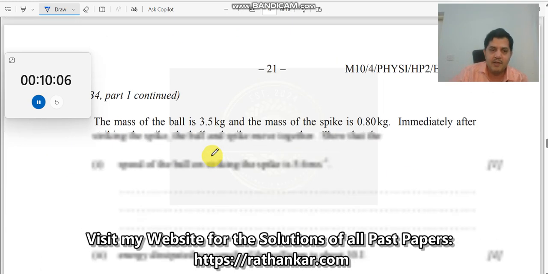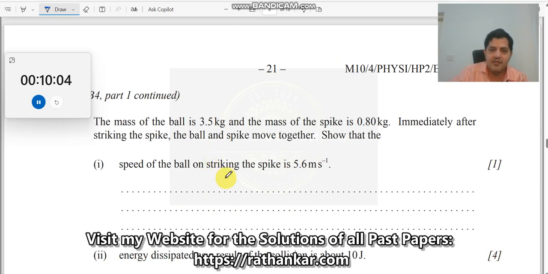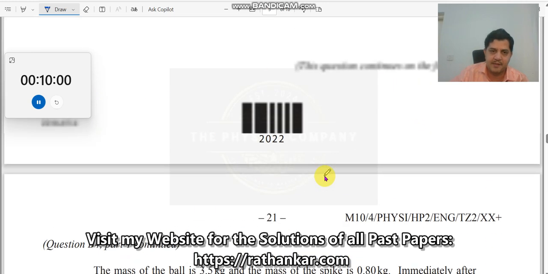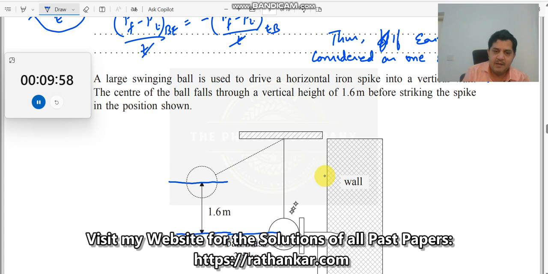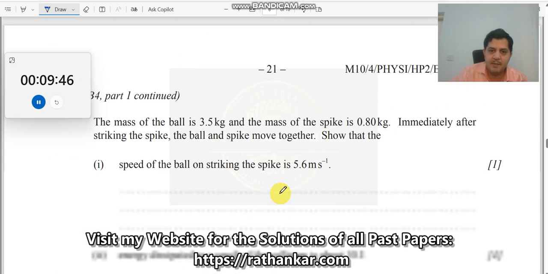Then what is the question here? What is the speed of the ball on striking the spike? Show that the speed of the ball on striking the spike is 5.6 meters per second. Which means he is telling you the moment it comes and hits here, even though the nail has not completely gone in, this velocity is seen to be 5.6 meters per second. So how do we do this? Is the question. Now let me go back to this.